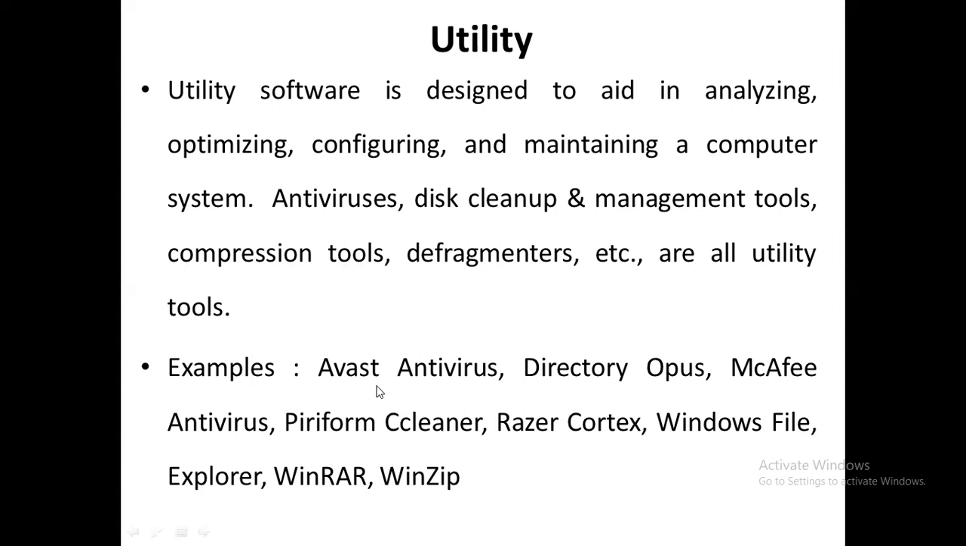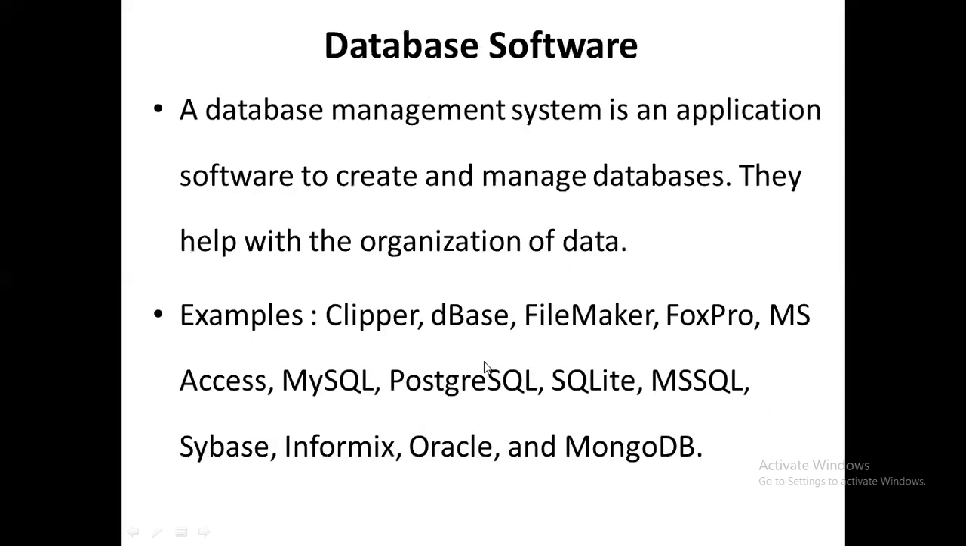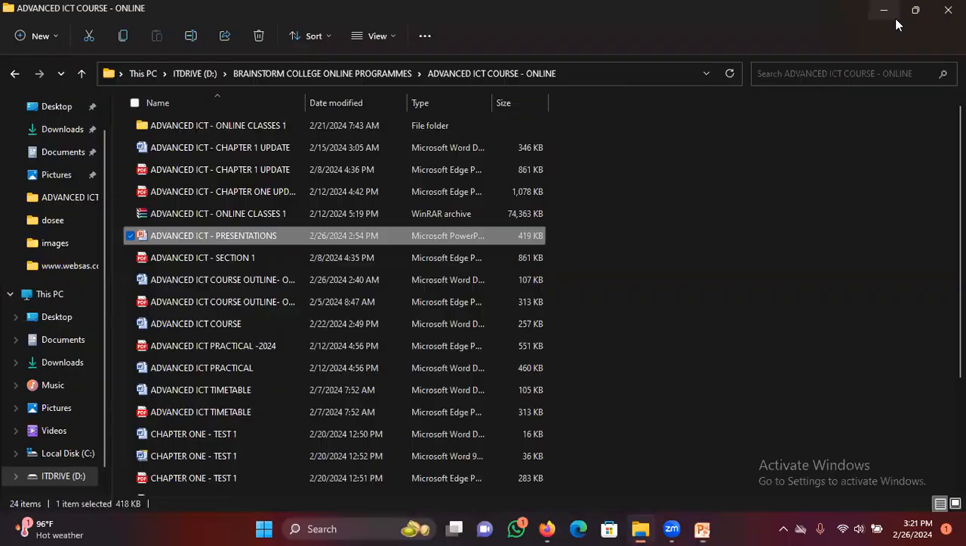We also have other antivirus software, like Avast. You have McAfee, it's also very good software. I use SmartDAF, a software I've been using for almost 5 years now. We have Piriform CCleaner is also there. Razor, Cortex, Windows File Explorer, WinRAR, WinZip. They are all utility programs. Let me show you some of the utility programs on the system.